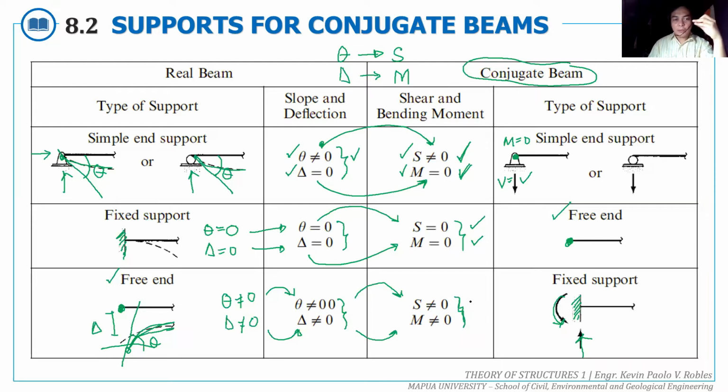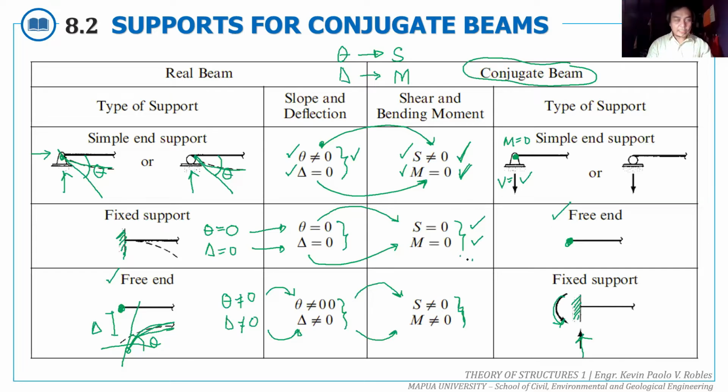So, ibig sabihin, whenever you have a free end in your real beam, the corresponding conjugate beam of the free end would be a fixed support. Okay? So, ganun ang pag-identify ng conjugate beam. Iisa-isahin mo lahat ng mga joints sa real beam. Kasi ko-convert mo yung mga joints from real beam to its corresponding conjugate beam, yung joint sa conjugate beam. Okay? So, ganun ang pag-convert.